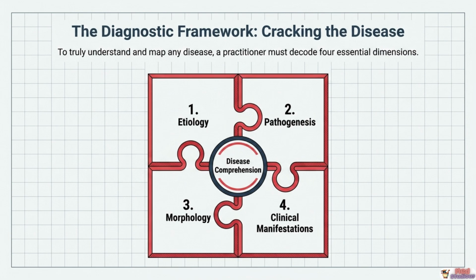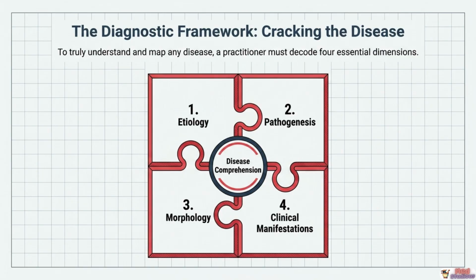The third is morphology, the structural change. The fourth is clinical manifestations, the functional impact. Think of these 4 dimensions as 4 interlocking puzzle pieces. Only when all 4 are understood simultaneously does the complete picture of the disease emerge.